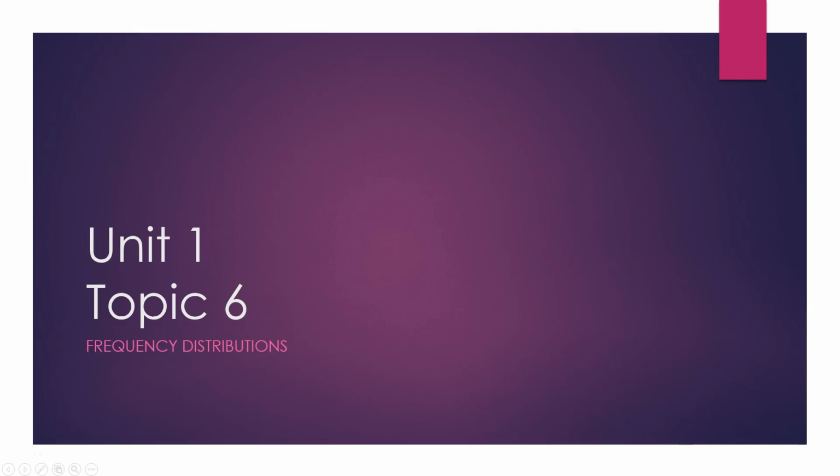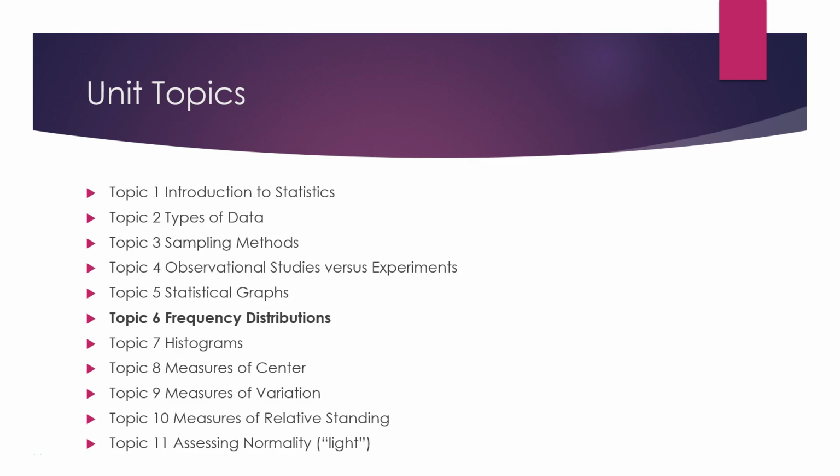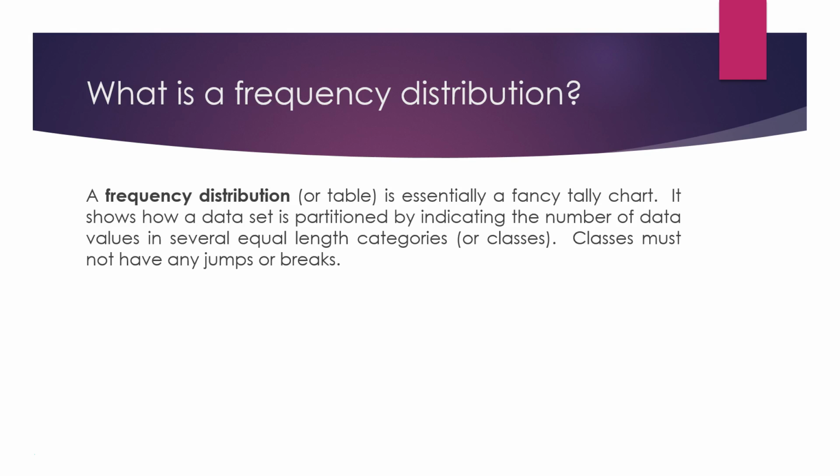This is topic 6 in Unit 1, frequency distributions. A frequency distribution is probably what you would think of when you hear tally chart. It basically shows how a dataset is partitioned over a certain number of equal length categories, which we're going to be calling classes. Classes must not have any jumps or breaks.